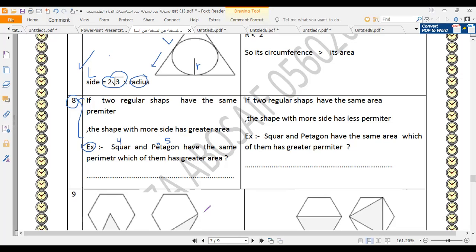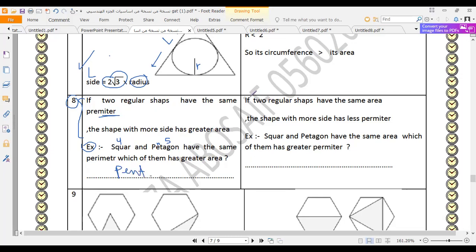Did you do 4/5? No, it is not 4/5. There is no solution. Here, two regular shapes have the same perimeter, so the shape with more sides has greater area. You only want to compare which has the greater area. Is it the square or the pentagon? Pentagon. Okay, so the pentagon will have the greater area.